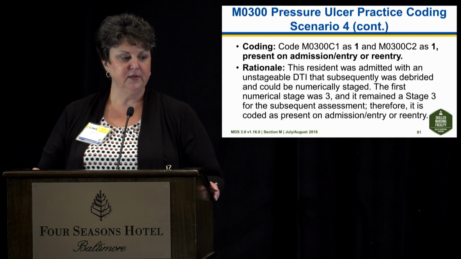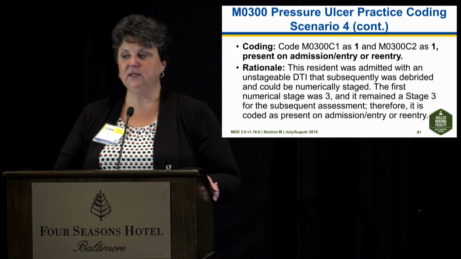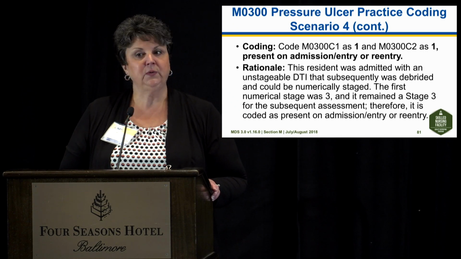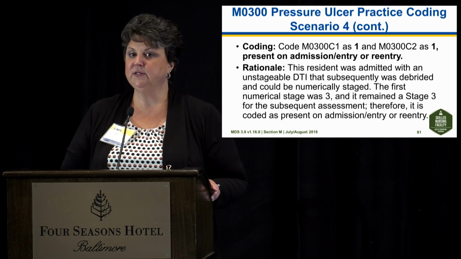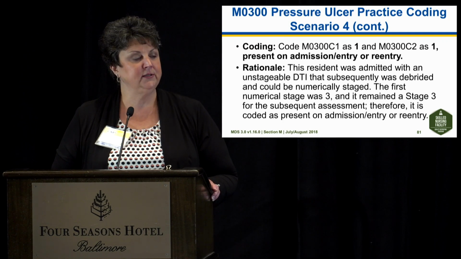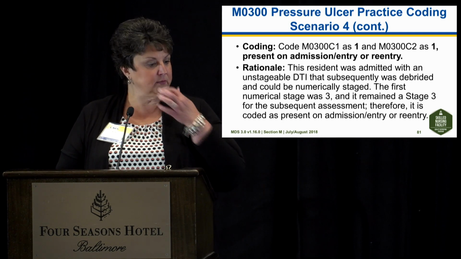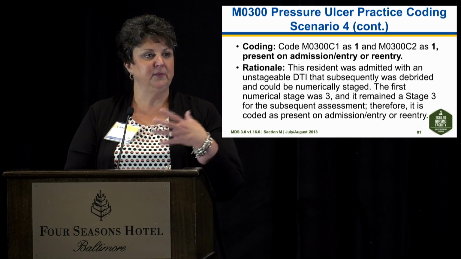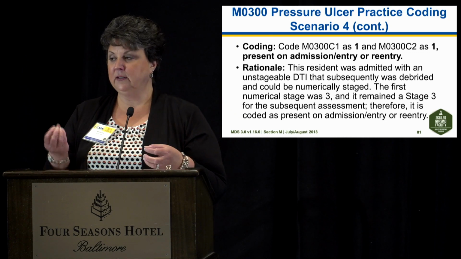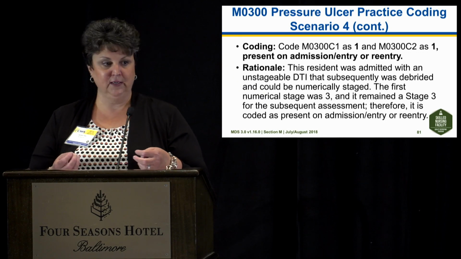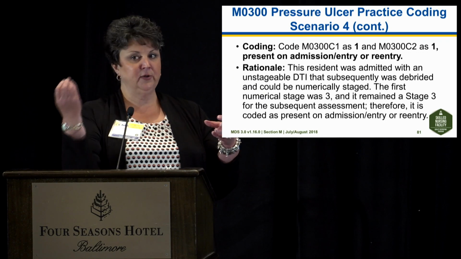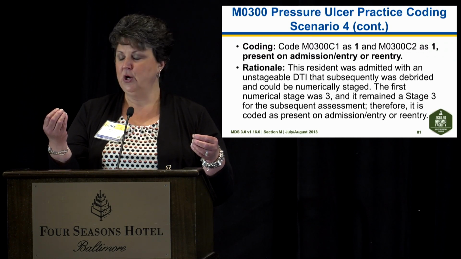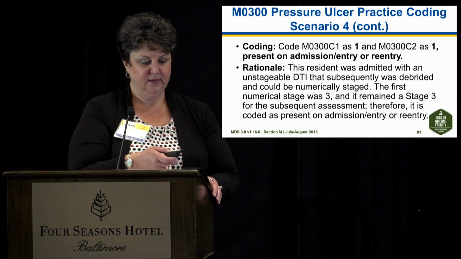Let's look at the rationale. So this resident had an unstageable pressure ulcer due to deep tissue injury. Then that was subsequently debrided. So the first time it's debrided and staged, it is a stage 3. So it was, remember, person was admitted with unstageable. The first time it becomes stageable, it's again going to continue at that stage as present on admission. Now what if 2 weeks later it goes to a stage 4? Present on admission? No. You got it. Good job.